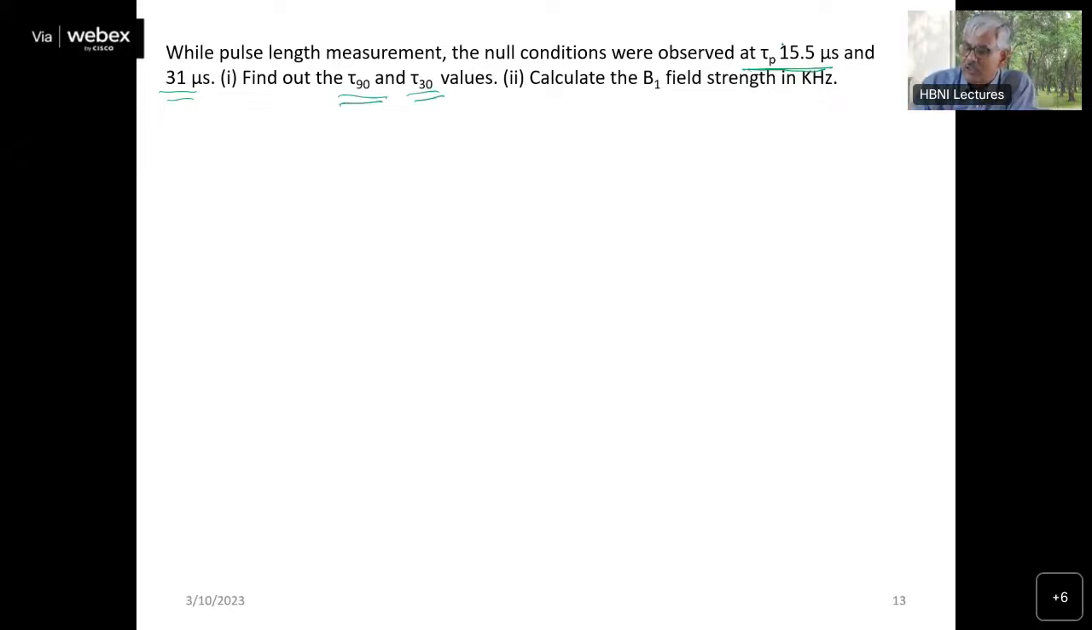It is simple. As you can see, this is for 360 degrees, because it is required double, and this is for 180 degrees. So you can use any one of these values to find out. 90 degree will be half of this, and 30 degree will be 1/6 of this.